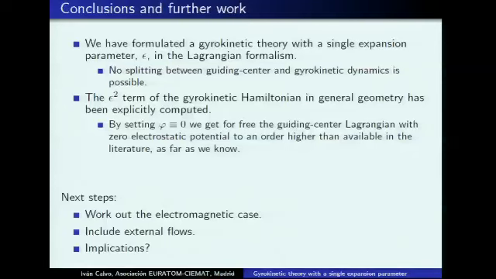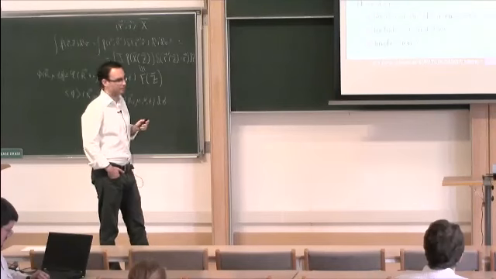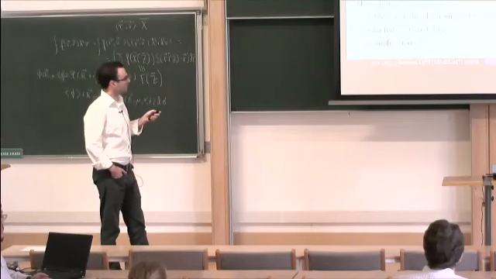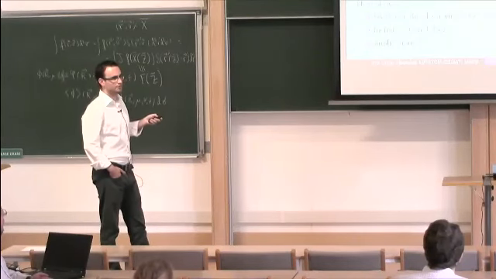And we have computed, as I said, the epsilon squared term of the Hamiltonian, and just a comment that I didn't make before: by setting phi equals 0, we get for free the guiding center Lagrangian with zero electrostatic potential to an order higher than, at least to our knowledge, is available. That is not true. No? That's not true. Okay, can you show me the reference.